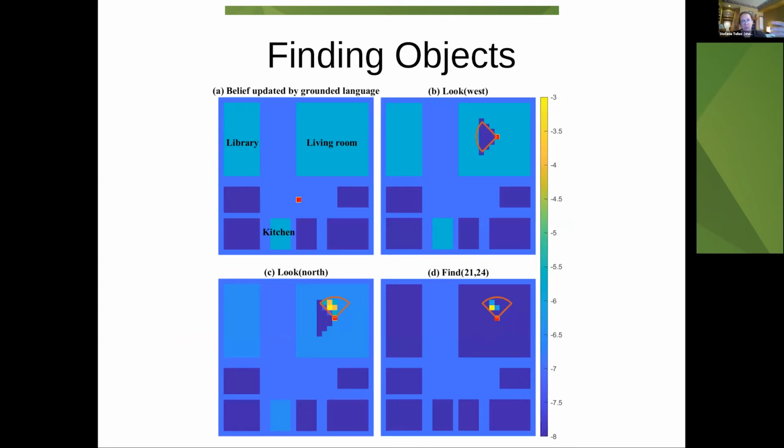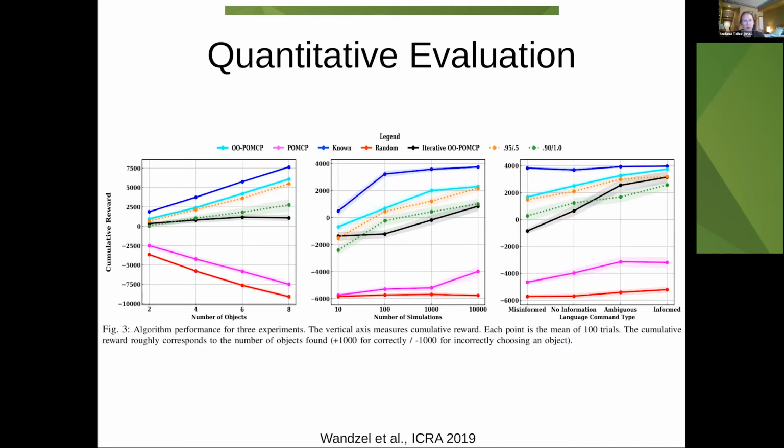That representation lets us achieve the behavior you're seeing in this example, where the robot is able to efficiently incorporate information from multiple different modalities, from language as well as from its lower level sensors, to make a plan to find an object in the environment. So that's an example. We also did a quantitative evaluation where we compared the performance of different variants of OO-POMCP, as well as a random algorithm, POMCP, and a perfect algorithm that has full information.